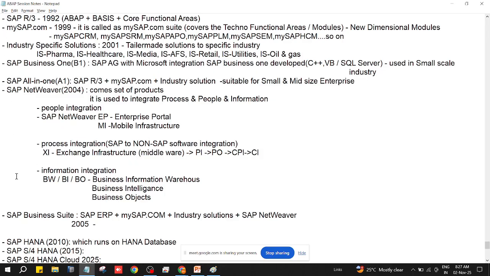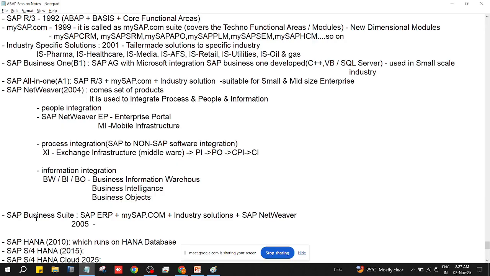Just like at the initial level, I gave one example of a mobile shop, right? If you go to the mobile shop, you go according to your required features. So what exactly are you looking for? Accordingly, we can purchase and implement the SAP software.